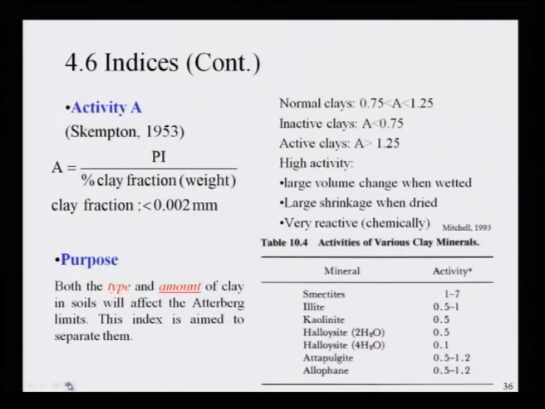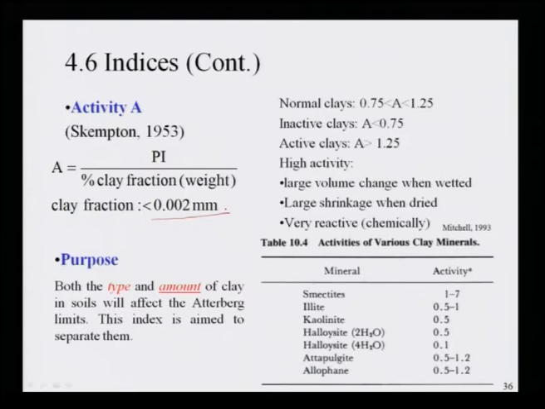Now, the next index is activity, given by Skempton 1953, called A. Activity is your plasticity index, PI, divided by the percentage of clay fraction by weight. The clay fraction is taken as per Skempton, generally the soil particles passing through the 0.002 mm sieve, that means 2 micron. Soil particles passing below this are called clay fraction.